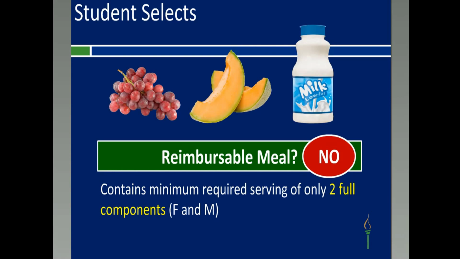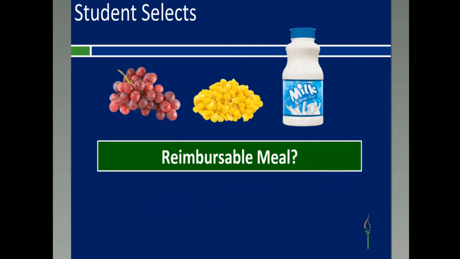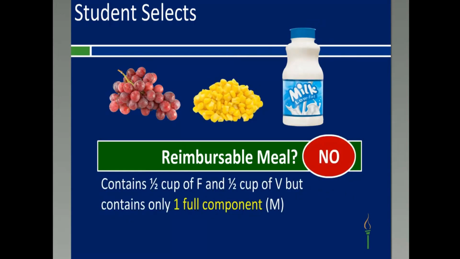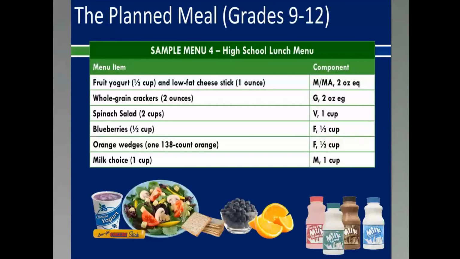Here we are still missing that half cup serving of vegetable or 1 other full component. Here they're only getting 2 full components with the fruit and the milk. Here it is again not reimbursable because they are only getting half a cup of fruit, half a cup of vegetable, and 1 cup of milk. Because we are at the high school level, they would need to either take 1 full cup of the corn or 1 full cup of the grapes in order for this to be reimbursable.